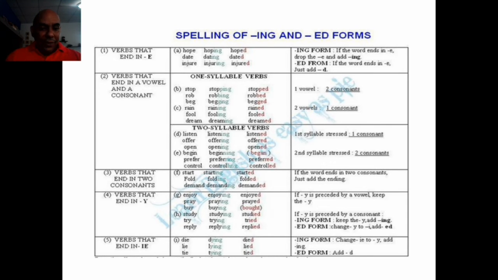Then verbs that end in I and E. Well, this is a very important rule that you need to learn and you need to practice. So you have the word die. You suppress the I and the E, and you change that for, in the case of the ing, remember, you're going to use Y and ing. In the case of the ed form, the only thing that you have to do is add the letter D at the end.